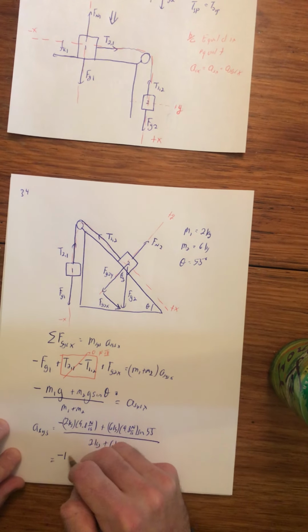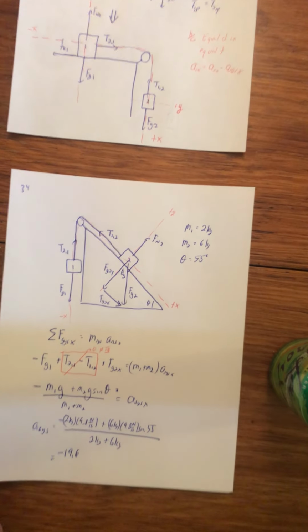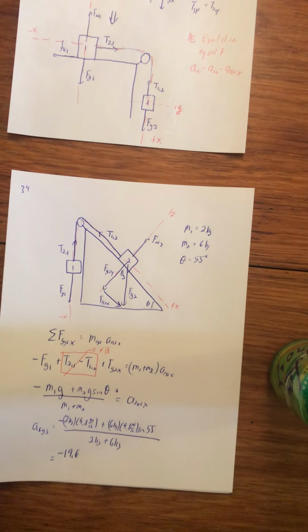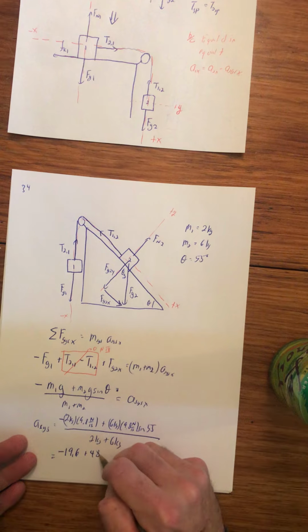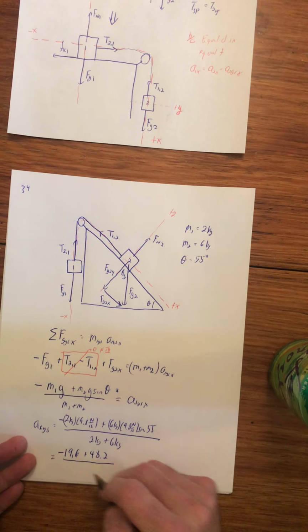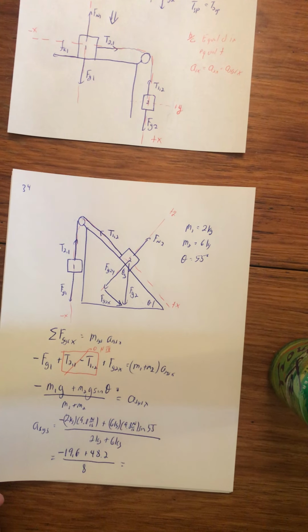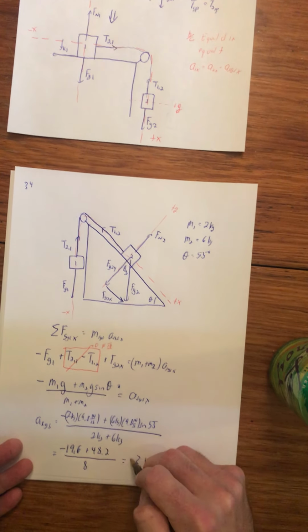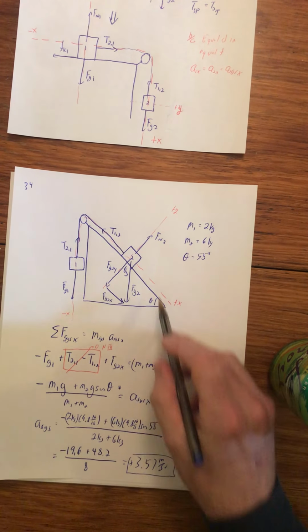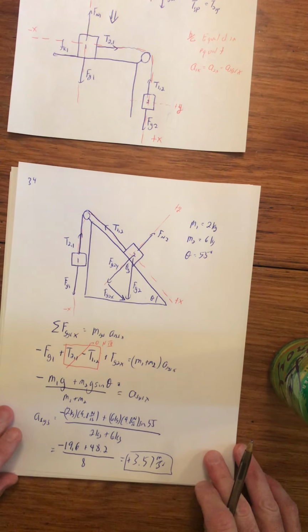Okay, negative 19.6. I can take a guess at what that is, but I'd rather just get the number. Okay, plus 48.2 all over 8, and that's going to give us 3.57 meters per second per second. There you go. All right, and that means the 2 is going to go downslope and 1 is going to move up as a result.